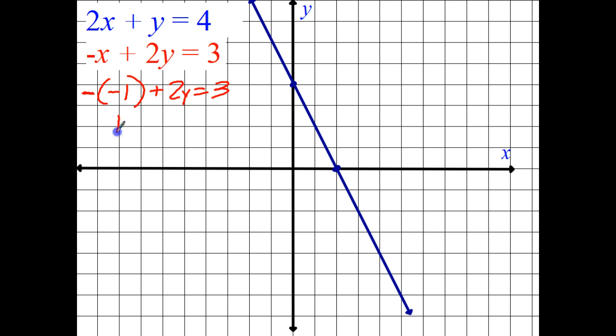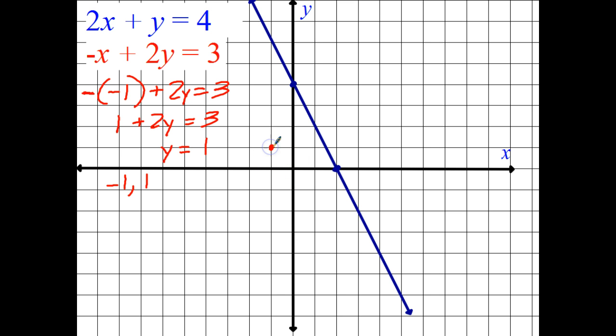So it's going to be 1 plus 2y is equal to 3. So if I subtract, 2y is equal to 2, so y is equal to 1. I said 1 plus 2 is equal to 3, so y must be 1. So this is -1, comma 1. So I'll go -1 and I'll go to 1.